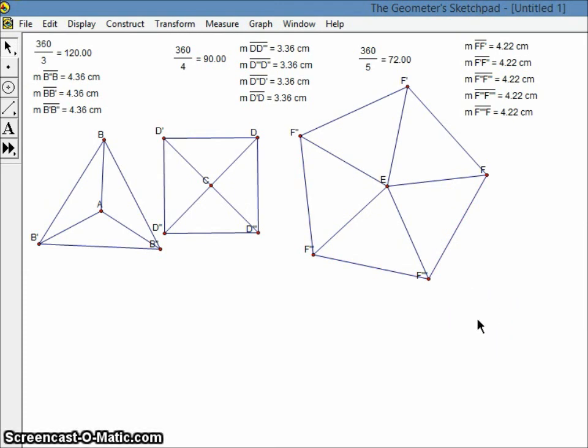So not only now do you have the skills to make regular polygons in Geometer Sketchpad, but I hope that you can also see where those came from and why that idea of congruent triangles was important.